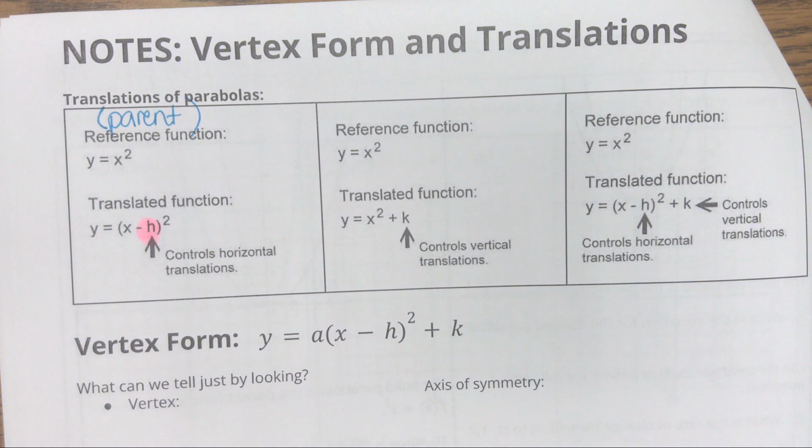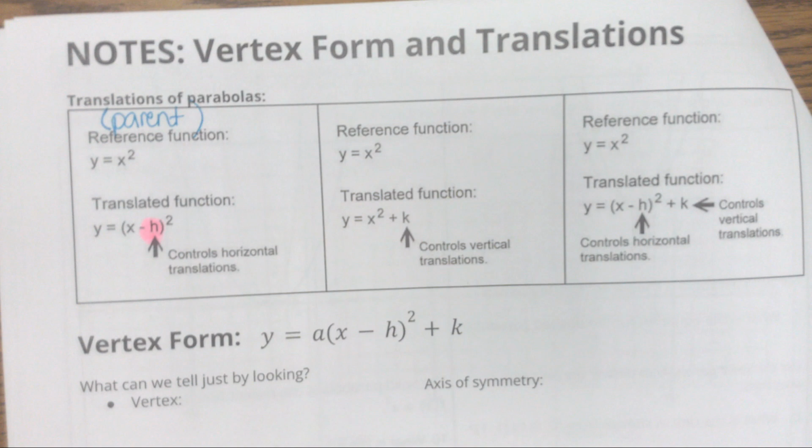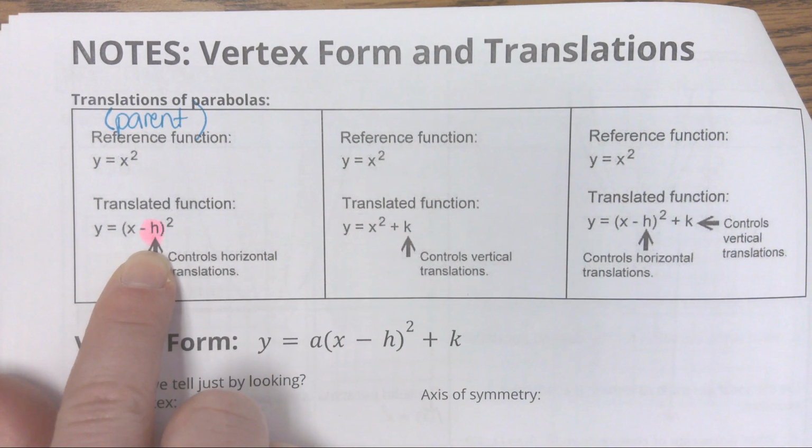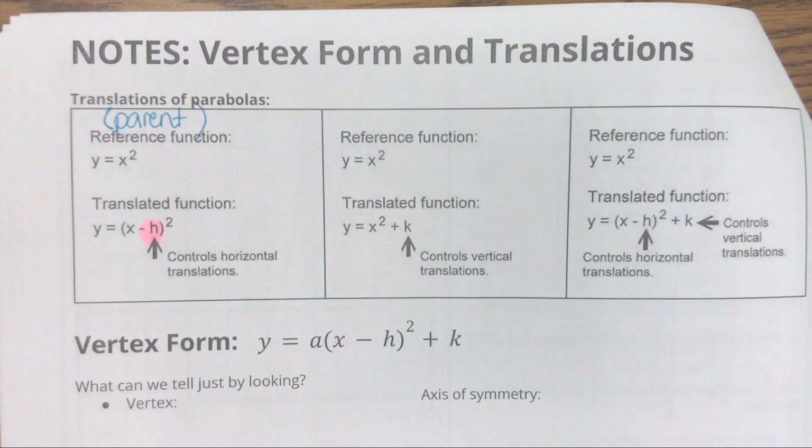And I don't know if you guys remember, we said x was a liar. Ugh, that was 2 days ago. I know a lot's happened in 2 days. If x is a liar, that means when it's subtraction, it moves to the right. If it's addition, it moves to the left.